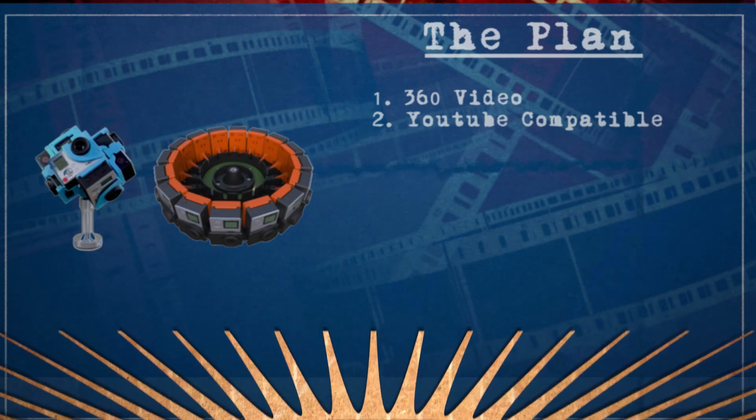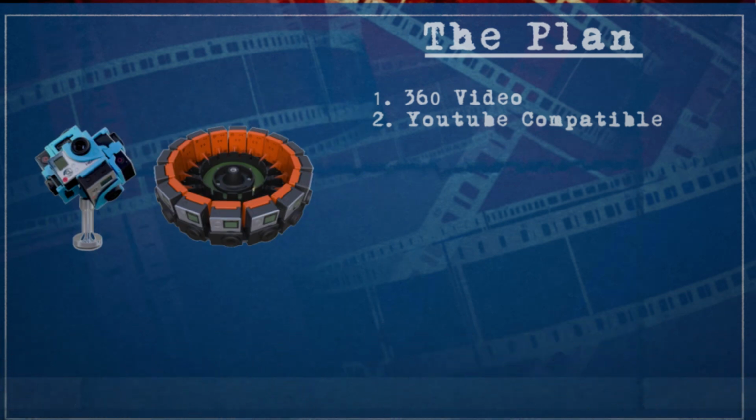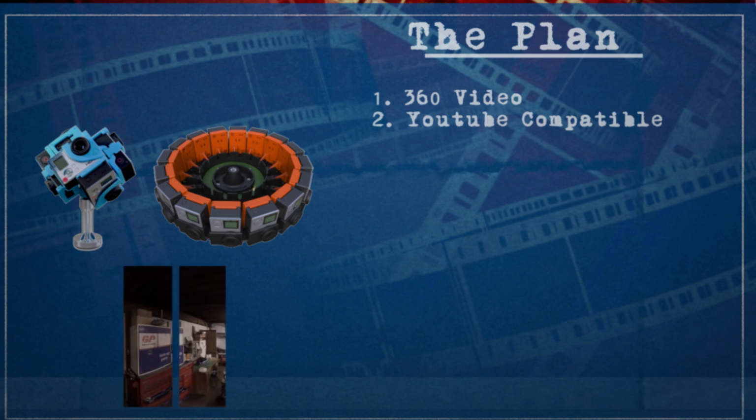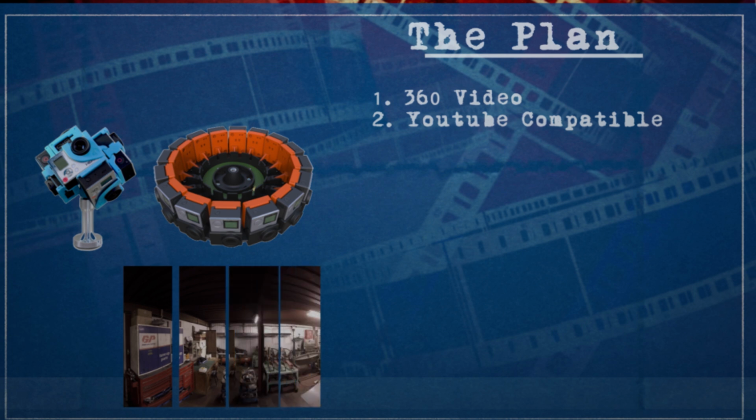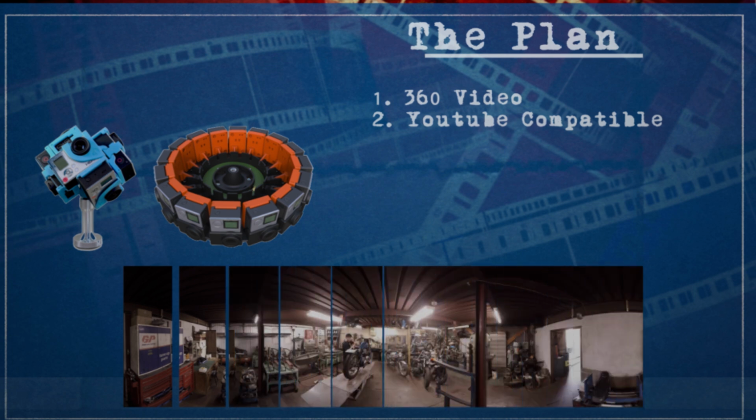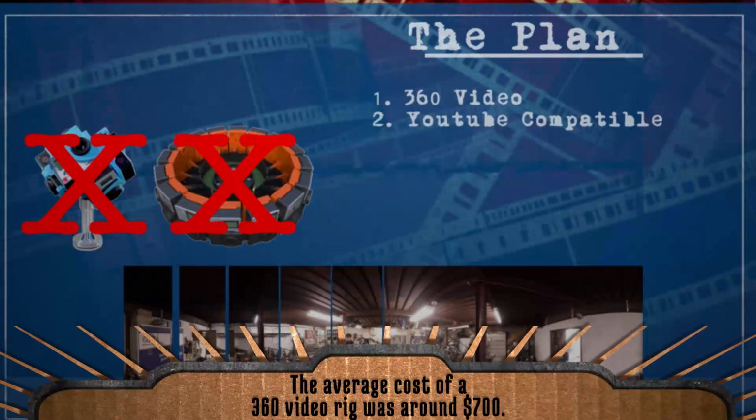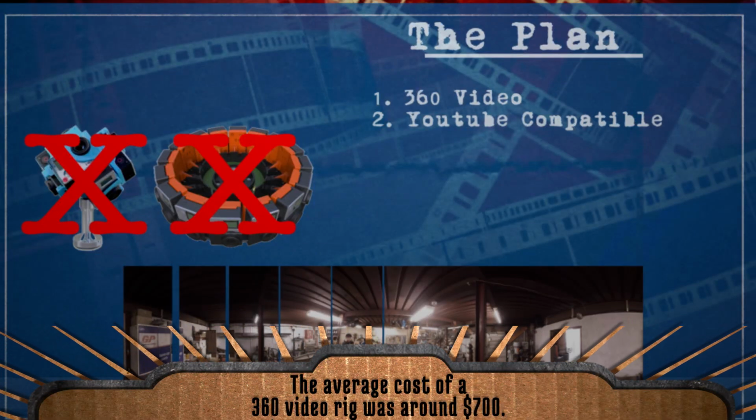Now, most 360-degree cameras that are YouTube compatible that are on the market have four or more HD cameras that each shoot their own individual videos. And then those videos are stitched together to make one large, seamless wraparound video that can be viewed in any 360-degree video player.